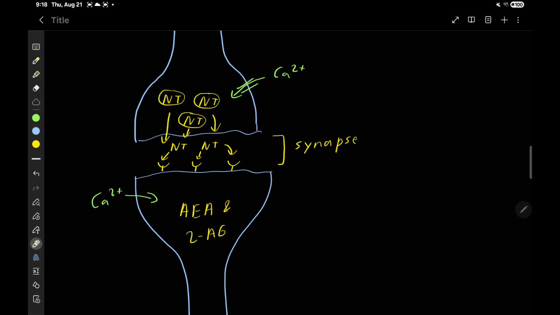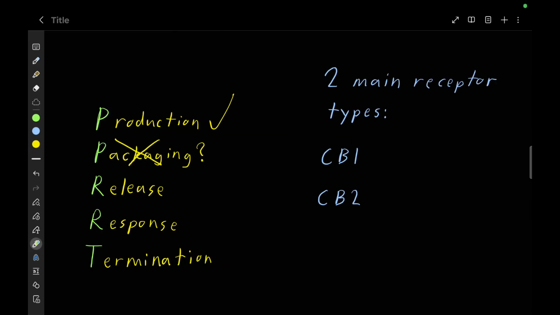But endocannabinoids, they work the opposite way. They're produced in the postsynaptic neuron, and then they're released and work backwards to the presynaptic neuron. So this is a unique type of cell signaling called retrograde signaling. Alright, so that covers the next step of release. Now let's see how these endocannabinoids produce responses.